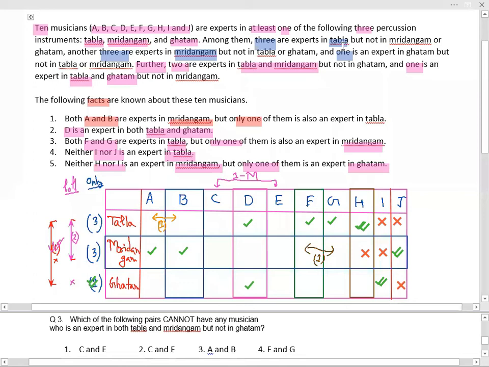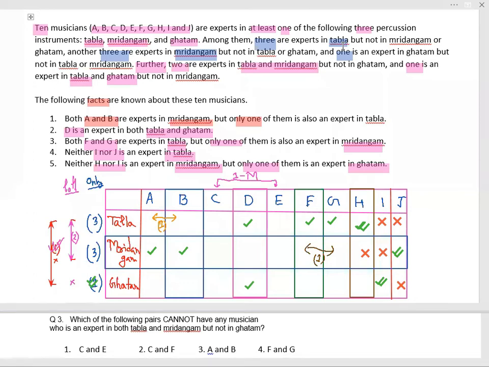Now you can see the third question, which says: which of the following pairs, there are four pairs given, cannot have any musician who is an expert in both tabla and mridangam, but not in gatham. First option, C and E. In C and E, wherever one will be in tabla, one will be in mridangam, but no one in a pair condition. So my answer for this question is going to be 1.